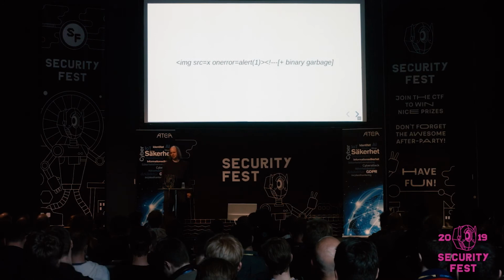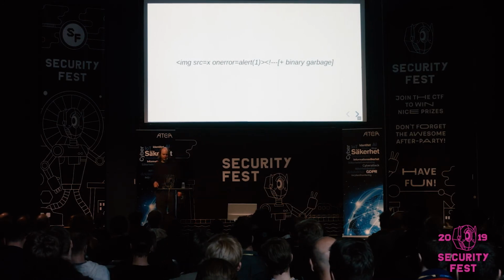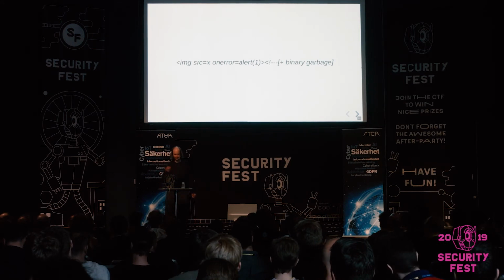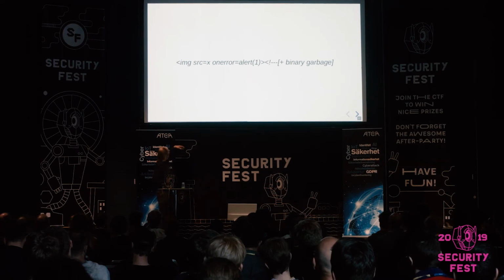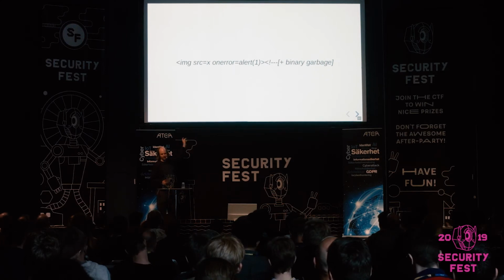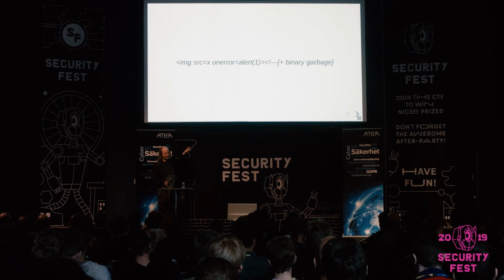I haven't managed to do it for Chrome, but this works in Firefox. So we have a simple cross-site scripting vector. If you haven't seen this before, basically we're loading an image, but we put some garbage value in there, and then we have a handler on error where we can put our code. Because this is not a valid image, it cannot be loaded, so the code will be executed.